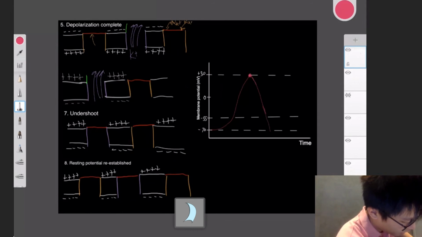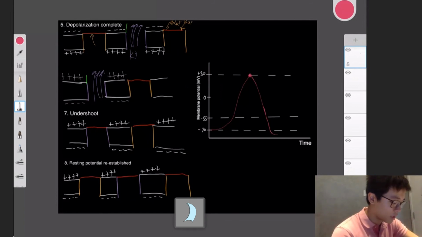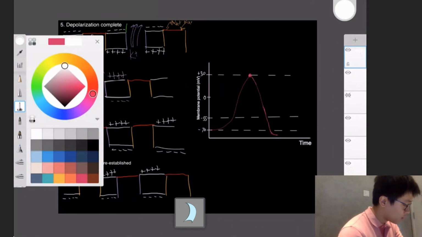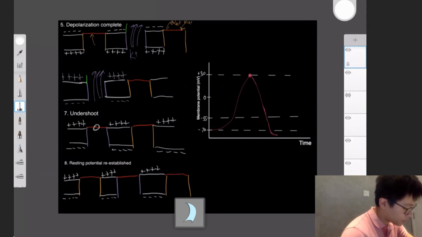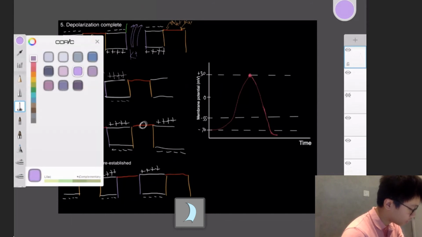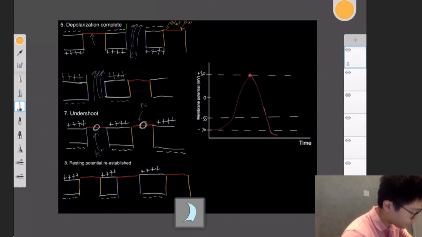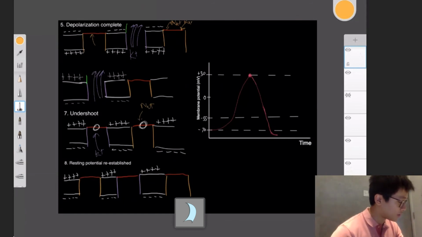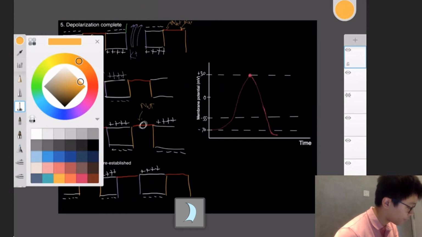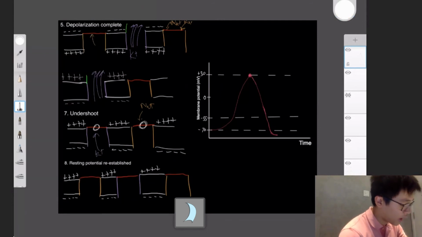And eventually, because so much potassium is moving out, it'll actually do what's called an undershoot. So it'll become more negative than the resting membrane potential. And when it does this, both the potassium and sodium channels will close. So no potassium can move out of the neuron, and no sodium can move into the neuron. And that prevents the neuron from firing another action potential as one is just being propagated. So it prevents your effectors, such as your muscles, from being overstimulated.